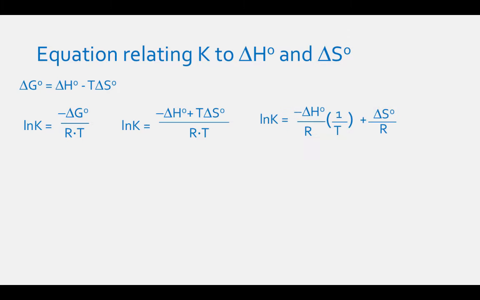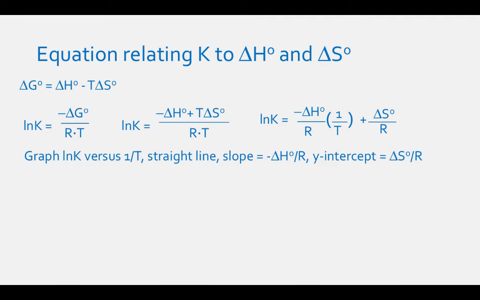This equation is the natural log of K equals the negative standard delta H divided by R times 1 over temperature plus the standard delta S divided by R. If you graph the natural log of K versus 1 over temperature, we have a straight line, with the slope equal to standard delta H divided by R, and the y-intercept equal to the standard delta S over R.